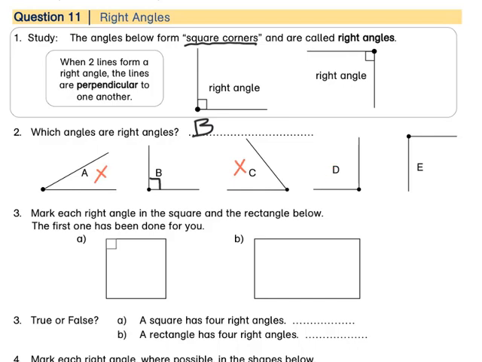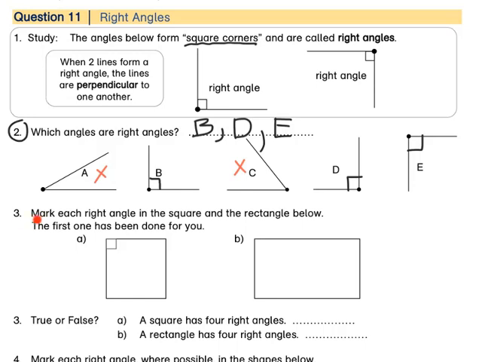For D, this arm is directly upright on that arm. It forms a square corner. Therefore, D is a right angle. And lastly, for E, even though this is upside down, these two arms are perpendicular to one another, or they form a square corner. Therefore, E is also a right angle. Use what you have learned to complete 2 by yourself now.